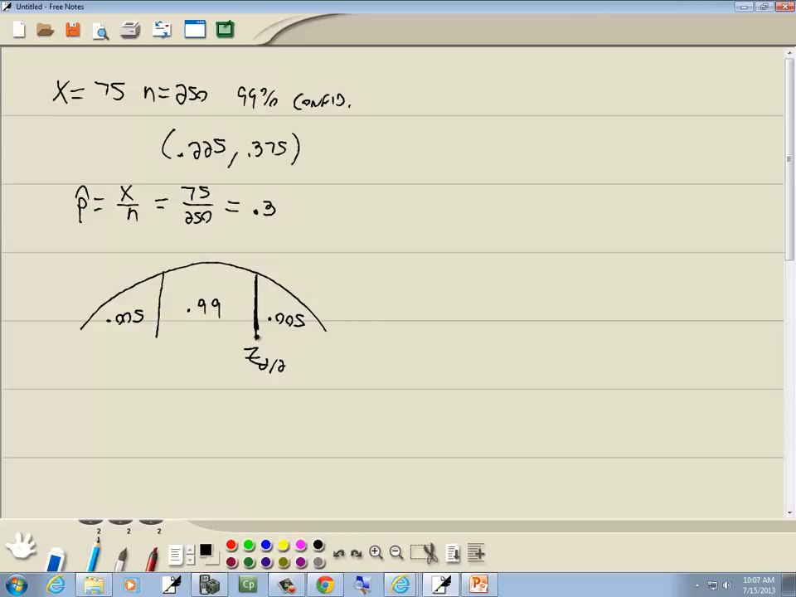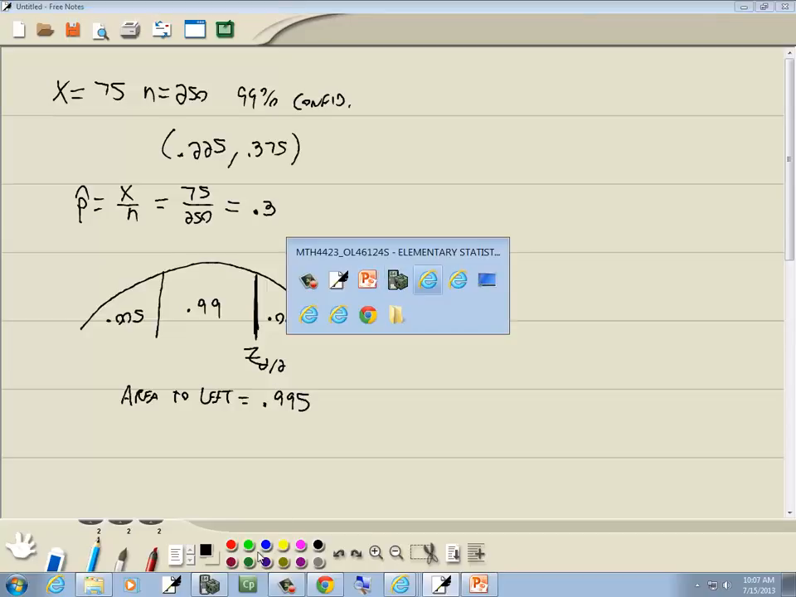And the table, if you're doing it by hand, is based upon the area to the left. Well, the area to the left is the 0.005 plus the 0.99. So the area to the left is equal to 0.995. Well, I need to look up the z-score in my table.